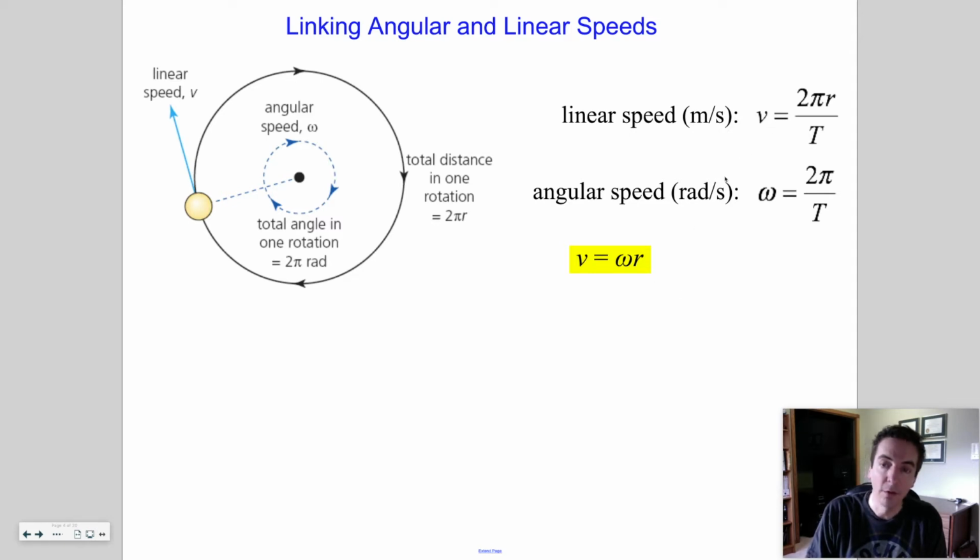So notice we can combine these two formulas together. The angular speed is 2 pi over T, so right there, 2 pi over T. So we can stick in angular speed right here, and we get this. Linear speed is angular speed times the radius.